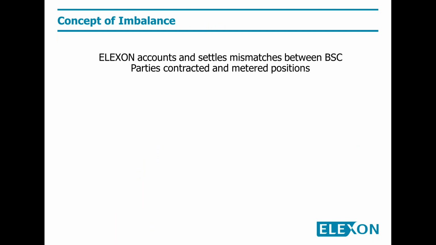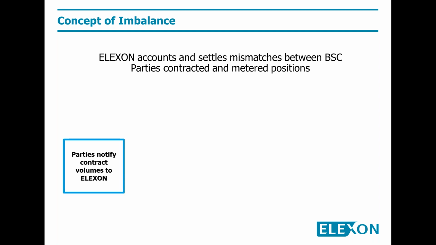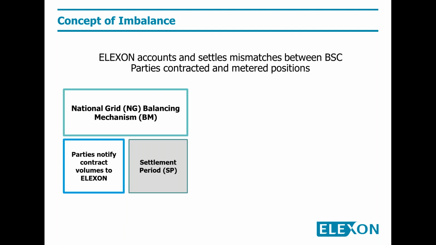So just to run through the concept of imbalance and help you to understand the different parties that are involved. A summary there: ELEXON accounts and settles mismatches between BSC's contracted and metered positions. Prior to the settlement period, parties will notify contract volumes to ELEXON. The settlement period will then take place. National Grid, if they need to, will take balancing action through the balancing mechanism to adjust for that particular period.